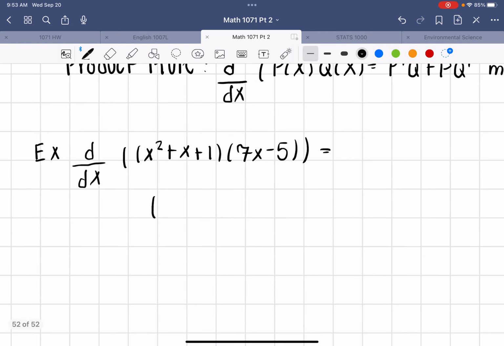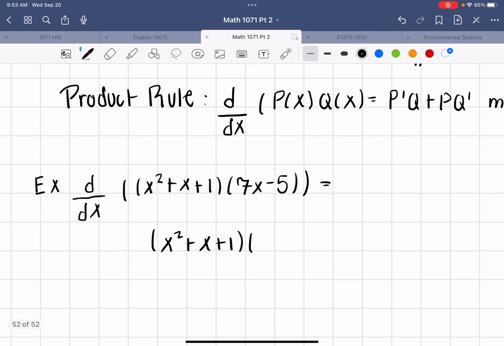How about another one quickly? Let's say you have 7x squared minus 5x plus 1 times e to the x. Well, take the derivative of the first factor times the second factor untouched plus the first factor untouched times the derivative of the second. But remember, the derivative of e to the x is e to the x.